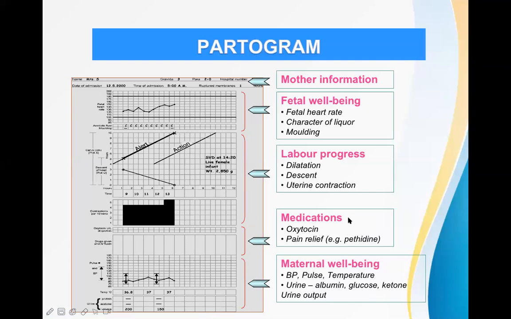What medication is that lady getting? Oxytocin or any other? We have to mention it here. And then what are the vital signs in her? What is the blood pressure, pulse, temperature? We have to record them here. And regarding the urinary findings, if there are any abnormal urinary findings, we have to mention them here. So these are the different parts of the partogram.